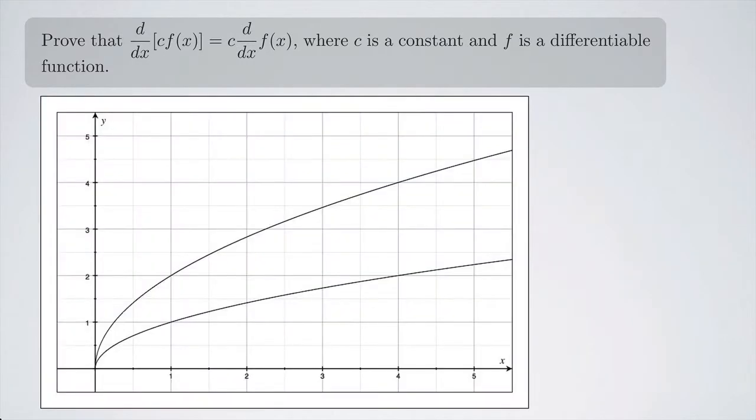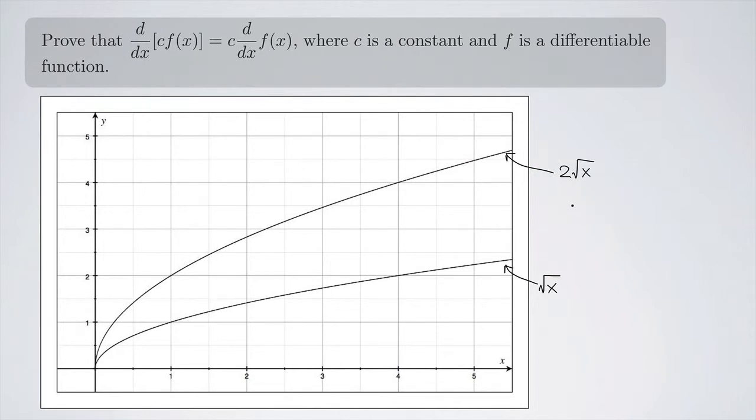Here I have two different functions plotted. I have this one here, which is just the square root of x. And here I have 2 times the square root of x. In this case, our constant would be 2 that we're multiplying by, and the effect of that 2 is to stretch out the graph. So it's been vertically stretched by a factor of 2.